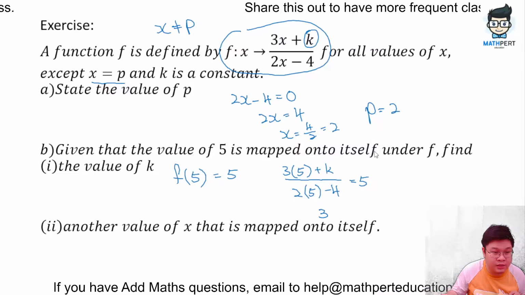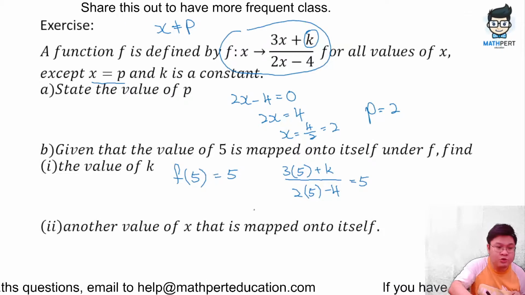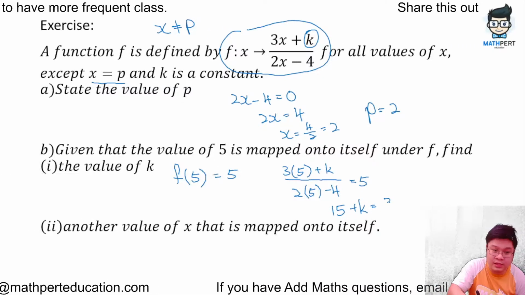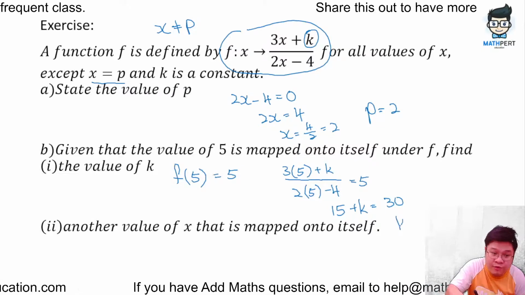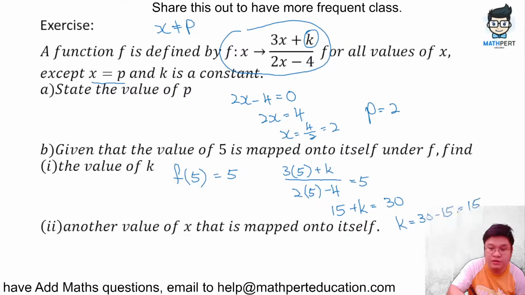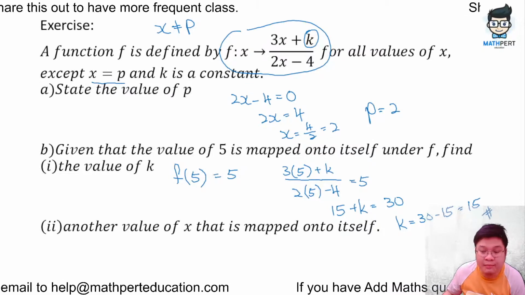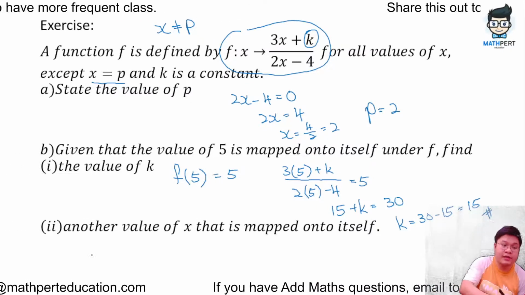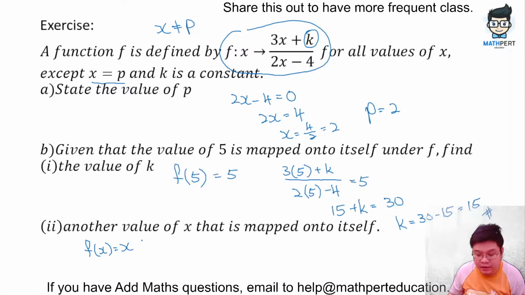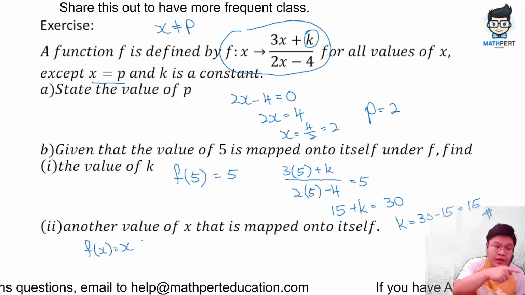Let me erase this. 3 multiplied by 5, you get 15, plus k equals 5 multiplied by 6, which is 30. So k will be equal to 30 minus 15, which equals 15. Find another value of x that is mapped onto itself. Meaning that f(x) equals x.